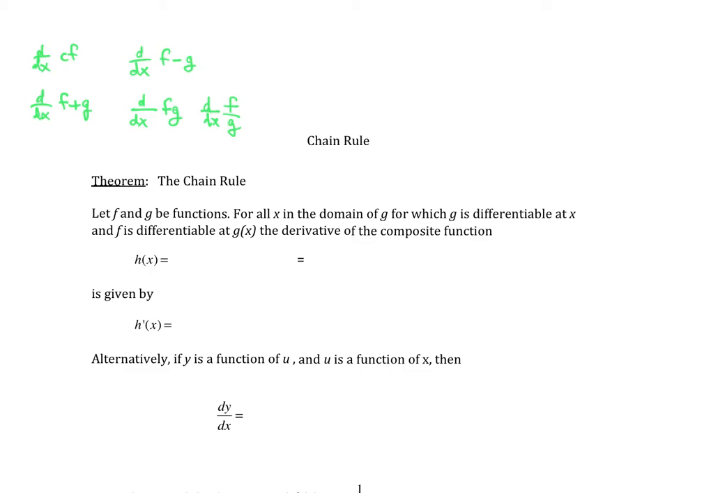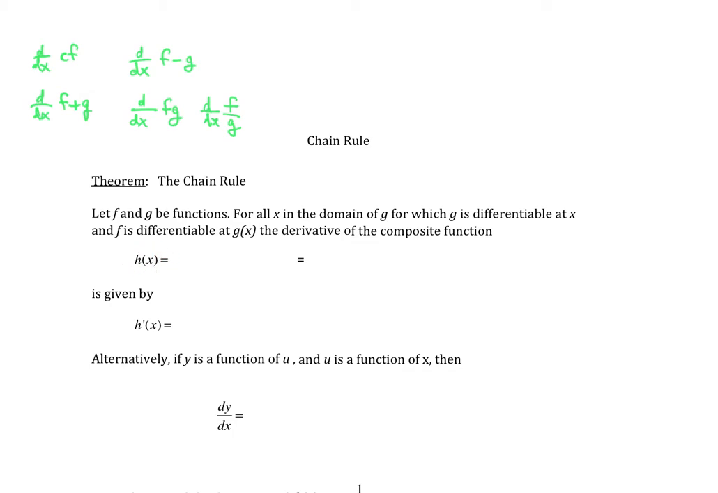So what we want to talk about today is how do you find the derivative of a composition of two functions, okay? We're going to let f and g be functions, and for all the x in the domain of g for which g is differentiable at x, and f is differentiable at the output g of x, the derivative of the composite function h of x is going to be equal to what?